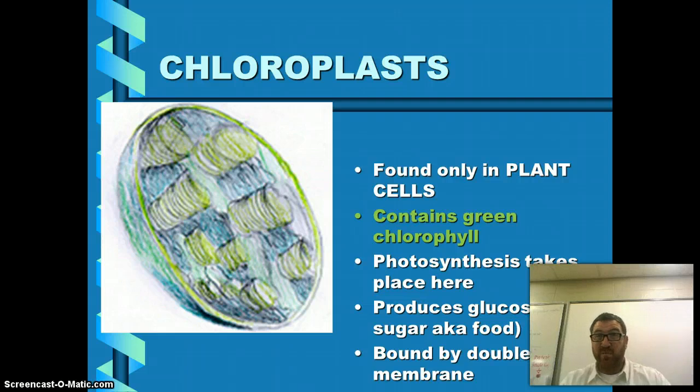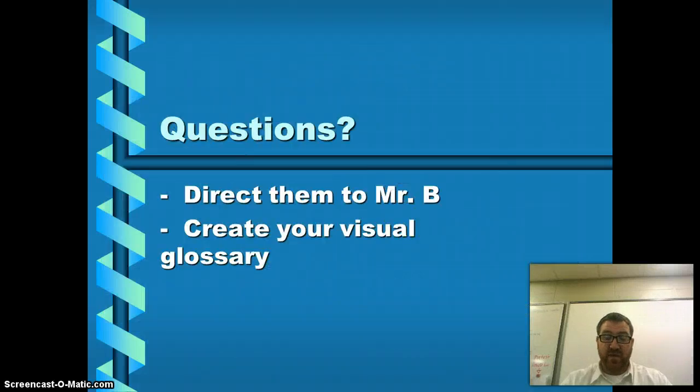Plants, again, they can't move. They can't go out and get their own food, so they will photosynthesize to produce it for them, being the autotrophs that they are, which means food-making organism. They're also bound by a double membrane as well, something that will help enclose the chloroplast within itself.